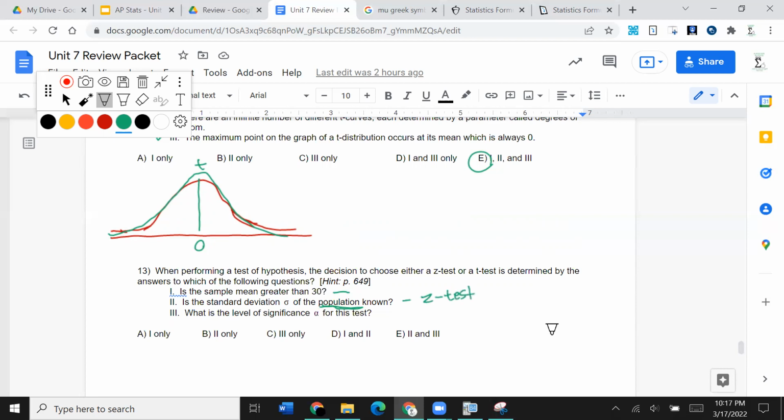Now, it's very rare that we know that, so you haven't really had a lesson having to do a problem like that. But if we do know the population standard deviation, we use a z-test. What is the level of significance? That doesn't have anything to do with z or t, but population standard deviation does. So it's going to be 2.